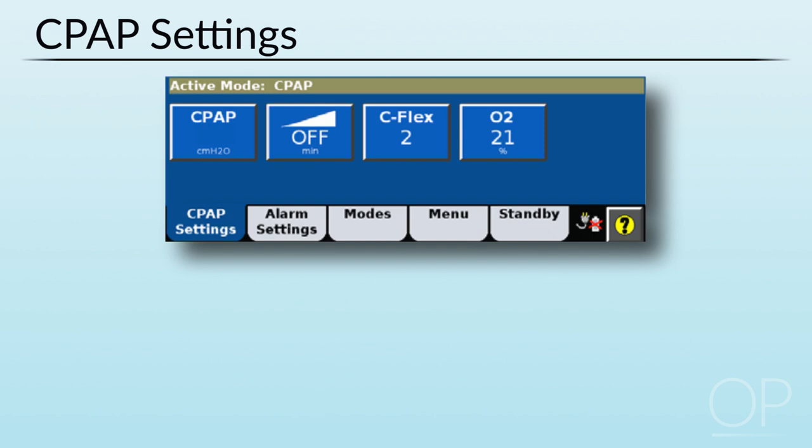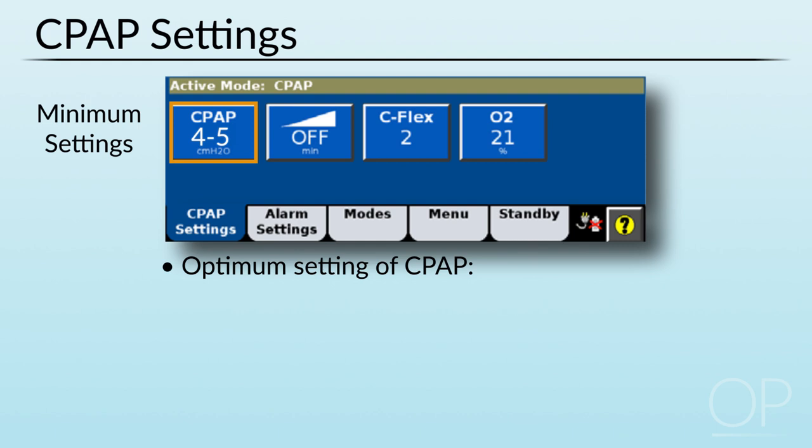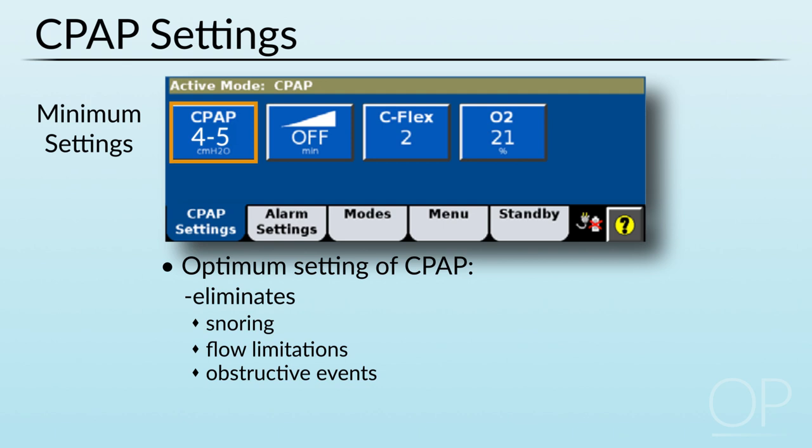So what are the common settings one uses for CPAP? The minimum settings are 4 and 5. In our sleep lab, we start at 5 centimeters of water and titrate upwards. What is an optimum setting for CPAP? A setting is considered optimum, ideally, when it eliminates all the snoring, the flow limitations, and all the obstructive events, including in supine REM sleep, when your obstruction tends to be worse, and also improves your gas exchange. If you're doing a sleep study, your AHI, which is the apnea-hypopnea index, should be less than 1. That is optimum or ideal.